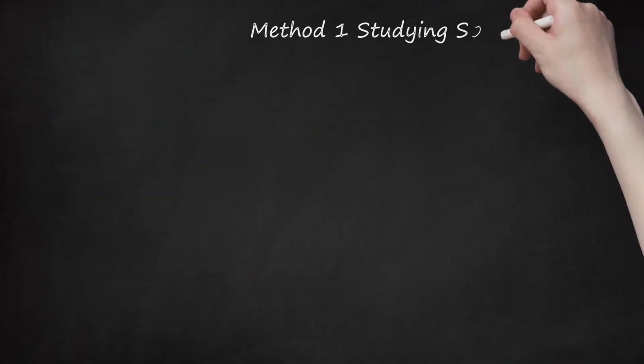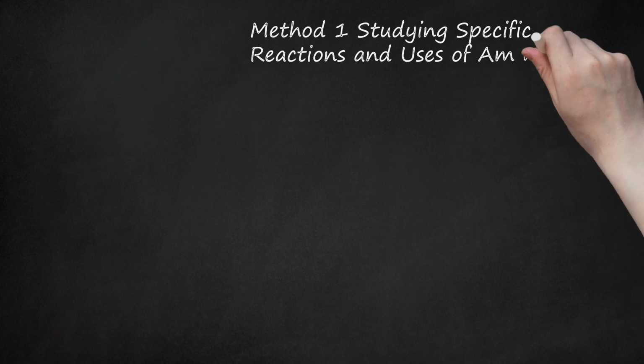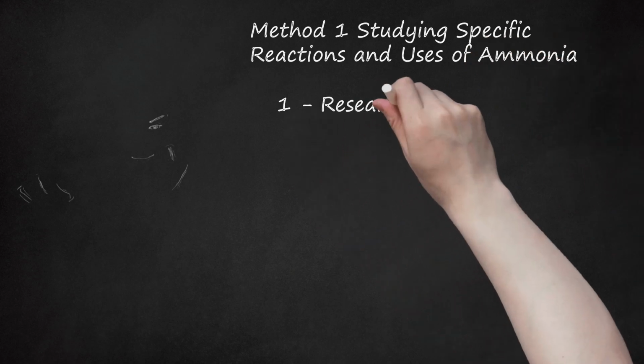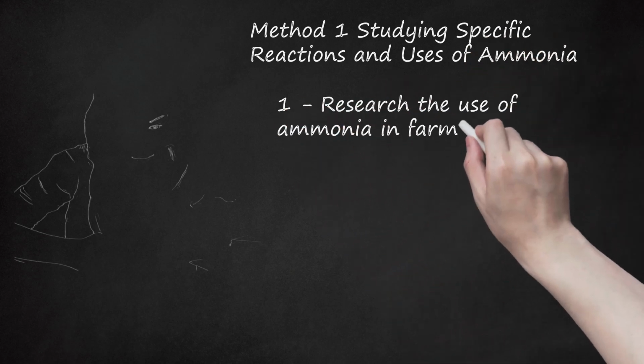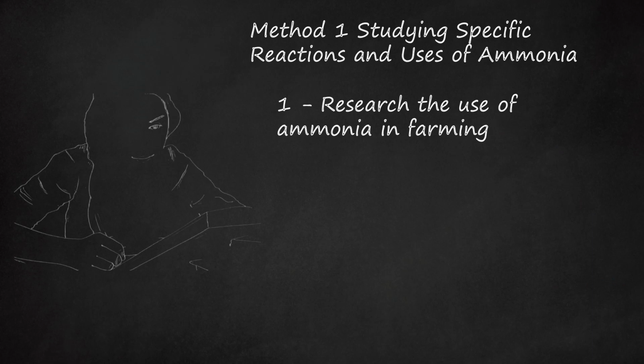Method 1: Studying specific reactions and uses of ammonia. 1. Research the use of ammonia in farming. Nitrogen is essential to the growth of plants. You can mix ammonia in the soil to be metabolized by bacteria present in the soil. The resulting compounds are nitrite, NO2, and nitrate, NO3. These compounds can be readily used by the plants for growth.